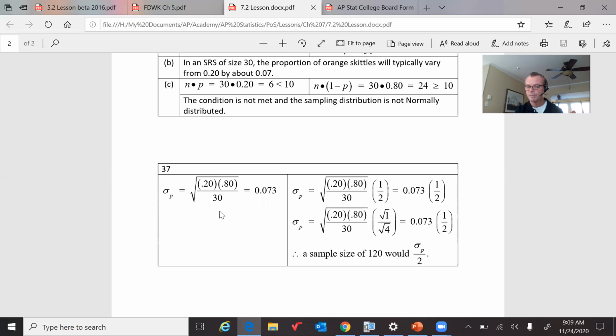Okay? And you just look at this algebra, and it doesn't have to be cut in half. It could be any magnitude just by doing this work here. All right, so that's it for 37.